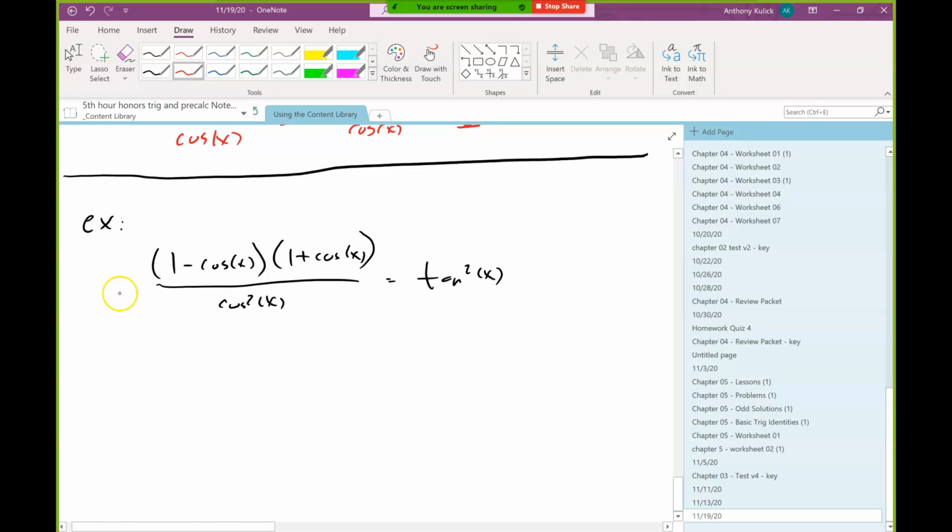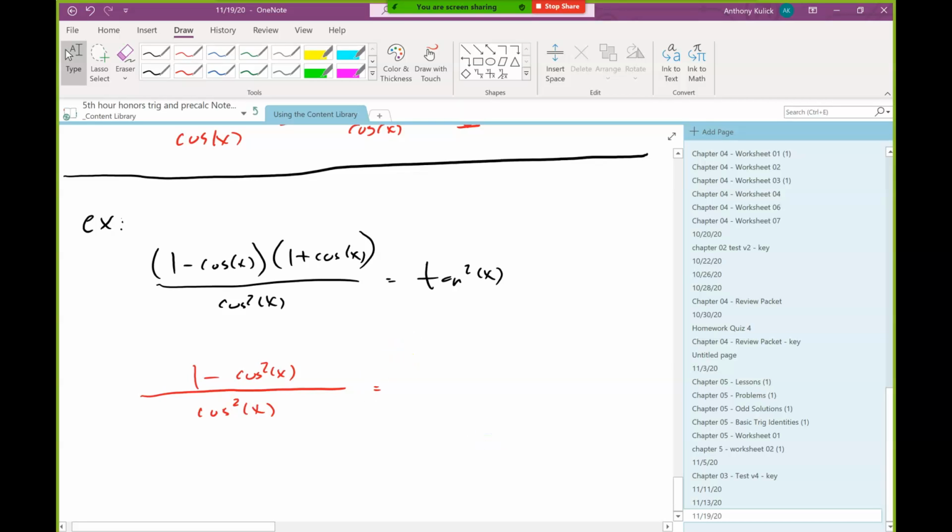So if I start on the left-hand side, I would start by looking for is there any algebraic thing I can do? And I have this 1 minus cosine times 1 plus cosine that is screaming to me, please FOIL me out. And that's probably what I would do first. So if I multiply that out, I get 1 minus cosine squared. So I FOILed that out and some stuff canceled, and I'm left with just 1 minus cosine squared.